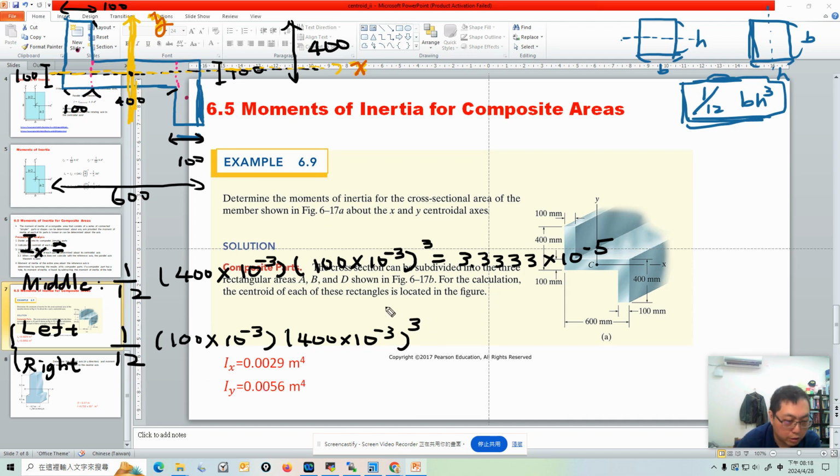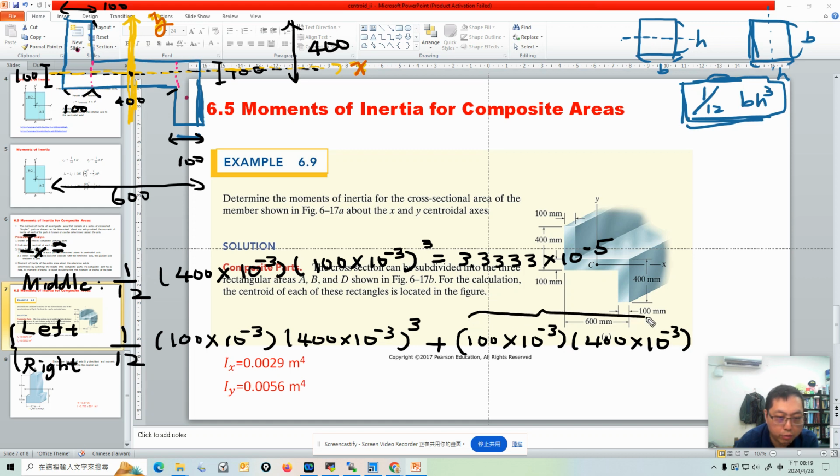But this is the moment of inertia when the left part rotates along its centroidal axis. Right now this part does not rotate along its centroidal axis. It rotates along this x-axis, so you have to use the parallel axis theorem and add A D squared. A is the area of this part, so this is 100 times 10 to the power minus 3 and 400 times 10 to the power minus 3. This is just your area A, and you have to add a D squared.